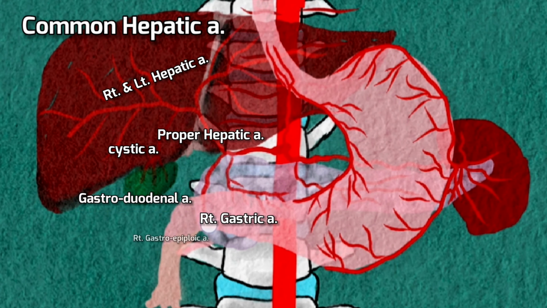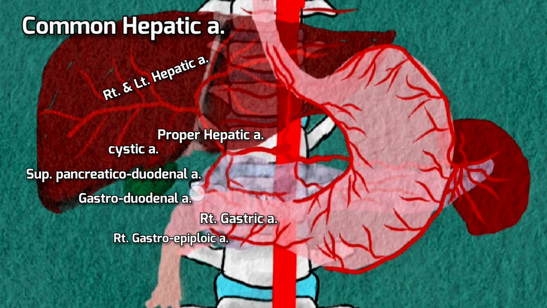Its branches are the right gastroepiploic, which supplies the greater curvature of the stomach. It's found between the layers of the greater omentum, which it also supplies. And the superior pancreatico-duodenal artery divides into the anterior and posterior branches which supply the head of the pancreas.